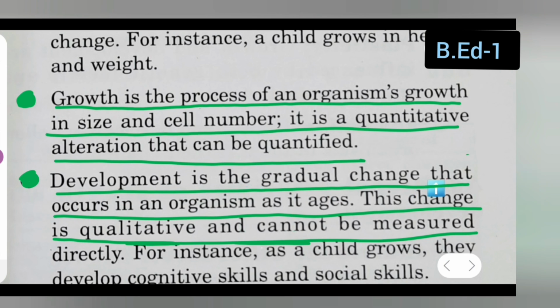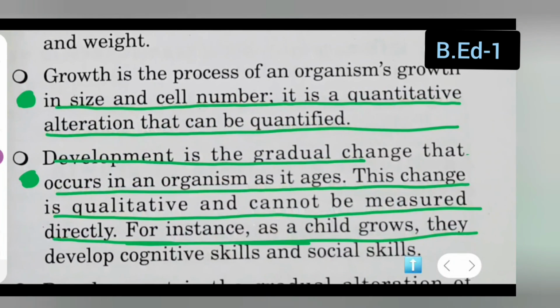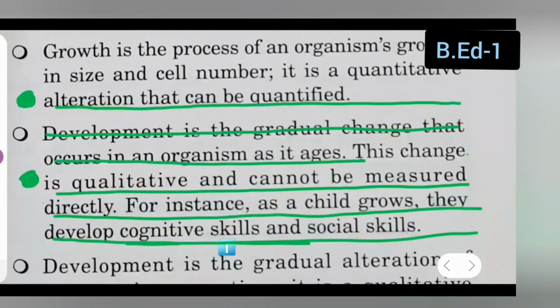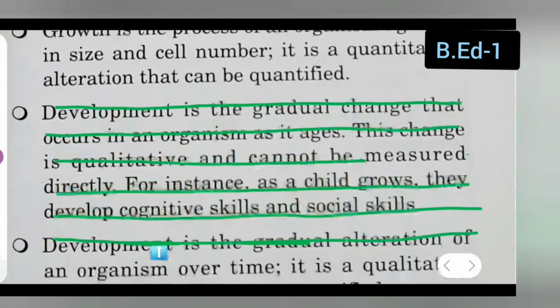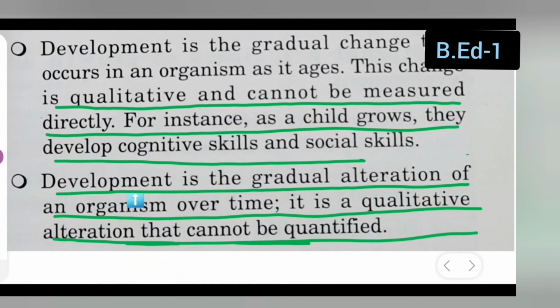Development is the gradual change that occurs in an organism as it ages. This change is qualitative and cannot be measured directly. For instance, as a child grows, they develop cognitive skills and social skills. Moving further, development is the gradual alteration of an organism over time. It is a qualitative alteration that cannot be quantified.